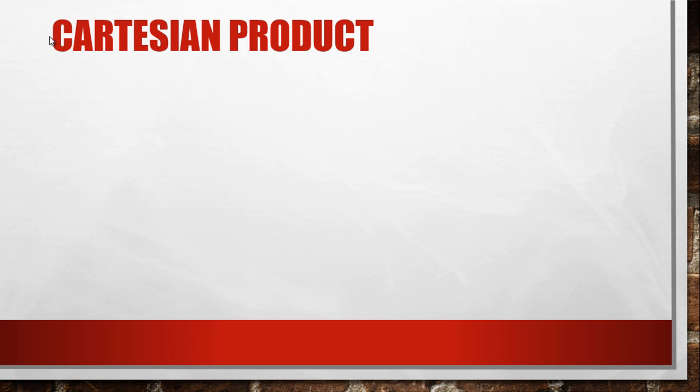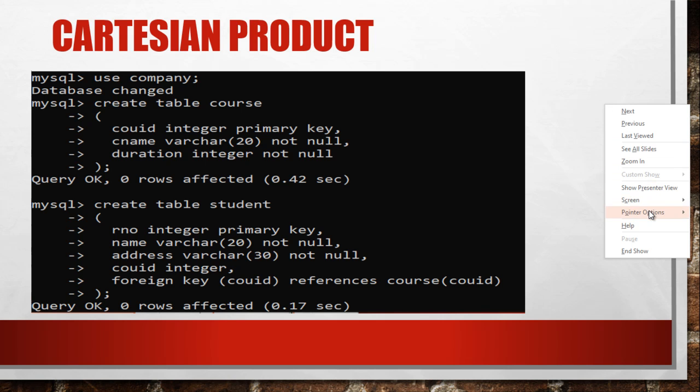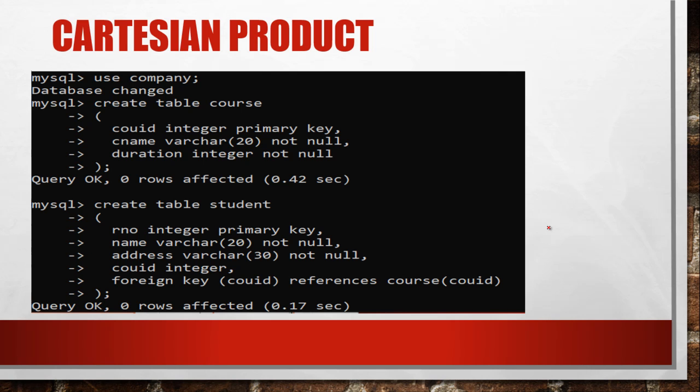For explaining it to you, first I have created two tables. The first table name is course and the other table name is student. Okay, and you can see that in the course table I have taken three fields: COUID for storing the course ID, then CNAME for storing the name of the course, and duration for storing the duration of the course. Then another table, student, is created, in which roll number, name, address and COUID, course ID, these four fields are present.